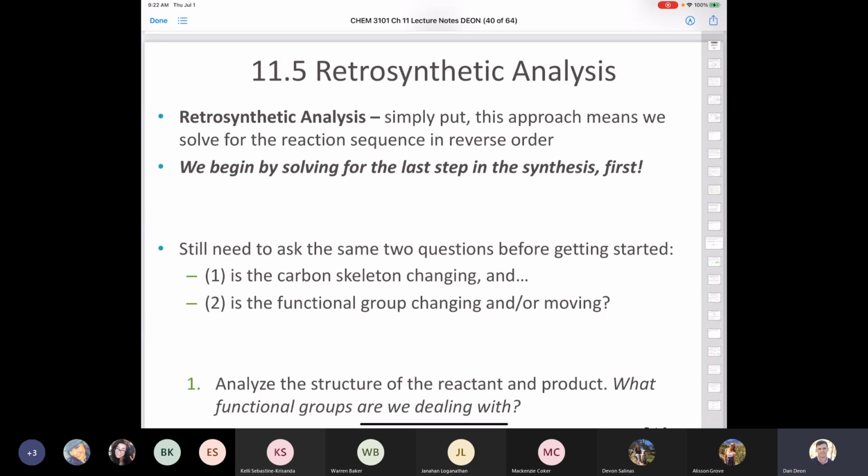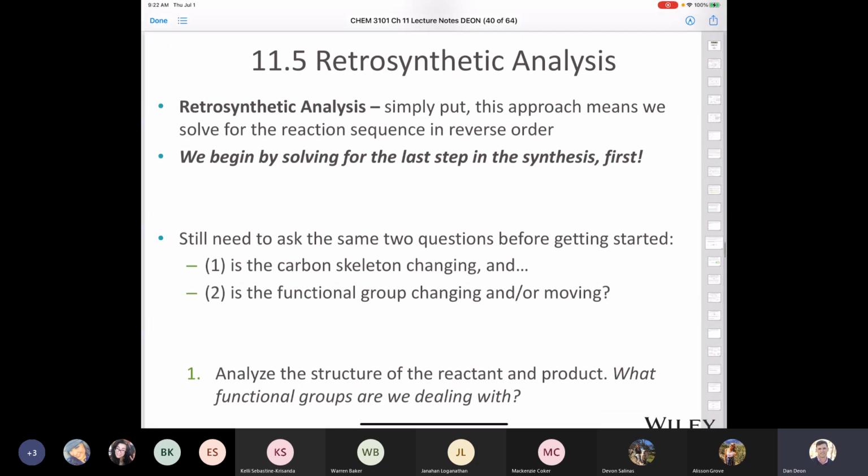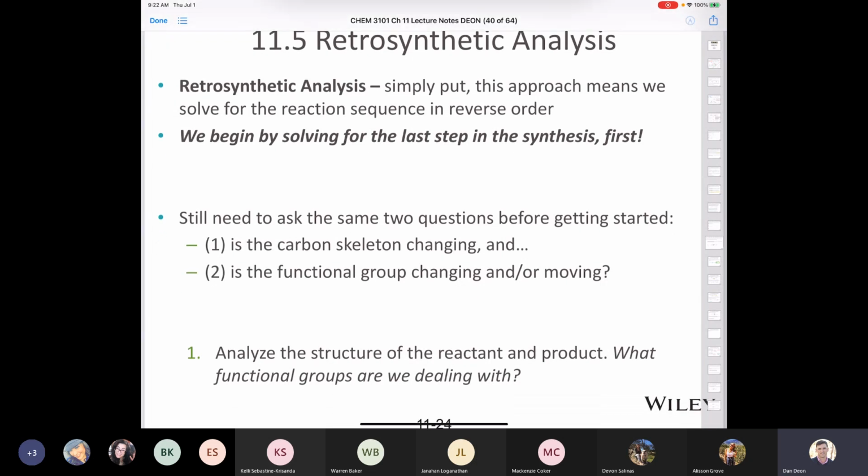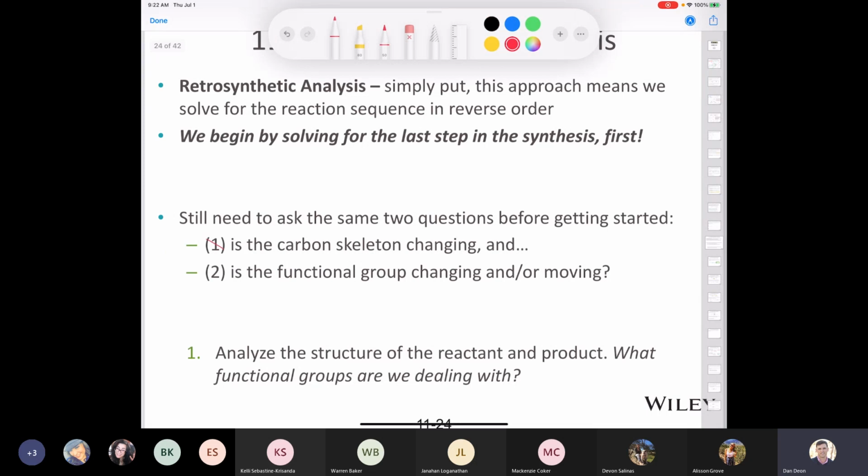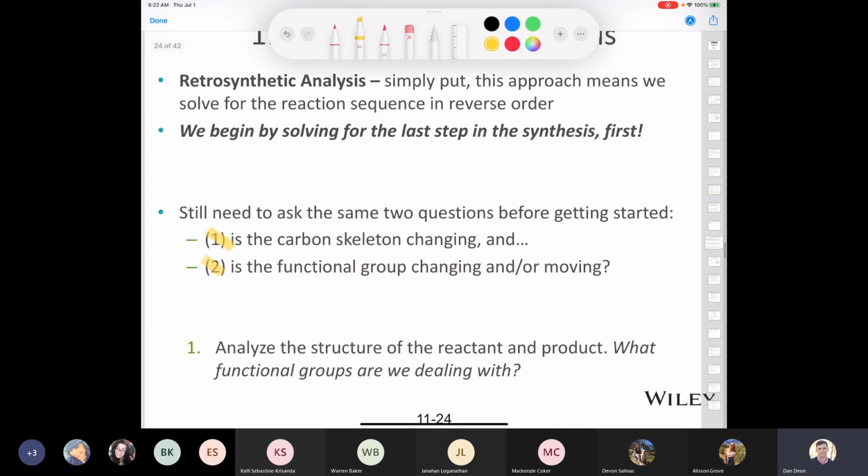Okay, so in terms of retrosynthetic analysis, all it means is that we do the reaction sequence in reverse order, right? So we start with the last first, and this is a strategy that we've employed many times throughout this semester, and we've even done it today. You want to ask yourself questions like, is the carbon skeleton changing? Same old questions we always ask. Is there a change in the functional group position or the type of functional group?